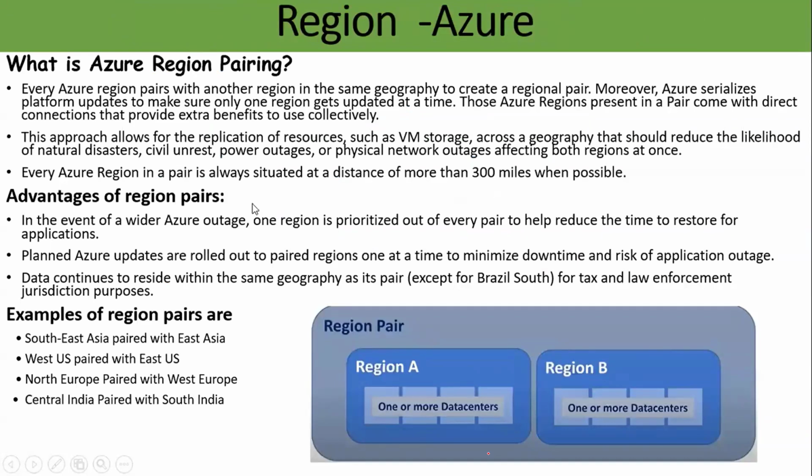Okay, the region pairs which we discussed, what are region pairs? This is region one and region two. I gave you the examples, right? Say suppose in the Pune region you have everything, and also if the service is available in the Chennai region, they will be paired.